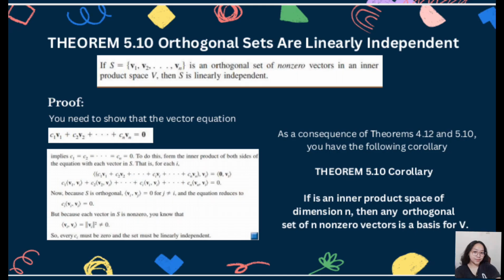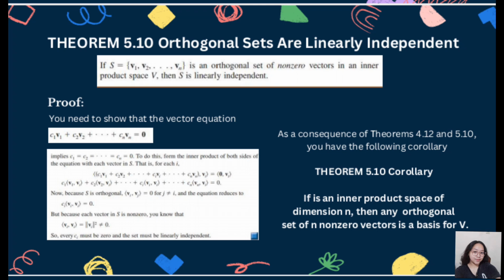So here's Theorem 5.10. The orthogonal sets are linearly independent. So it says here, if S is equal to {v1, v2, ..., vn} is an orthogonal set of non-zero vectors in an inner product space V, then S is linearly independent.